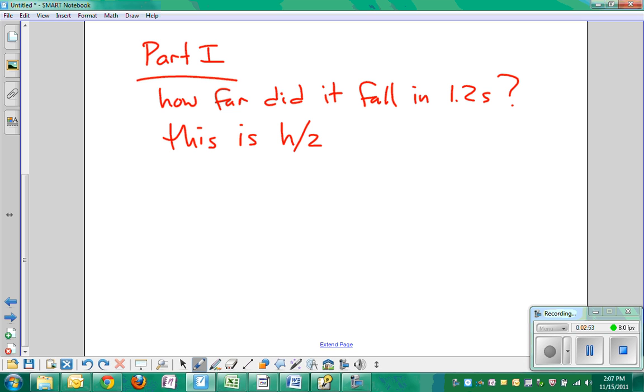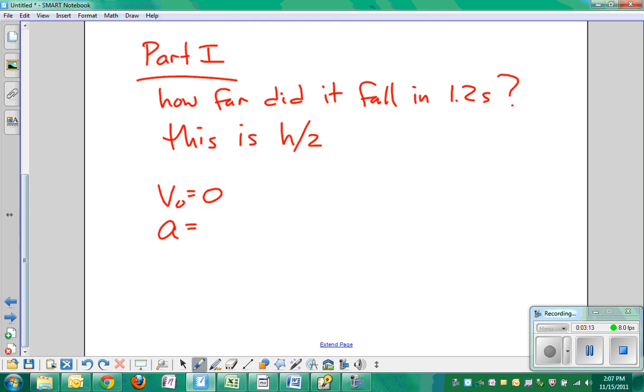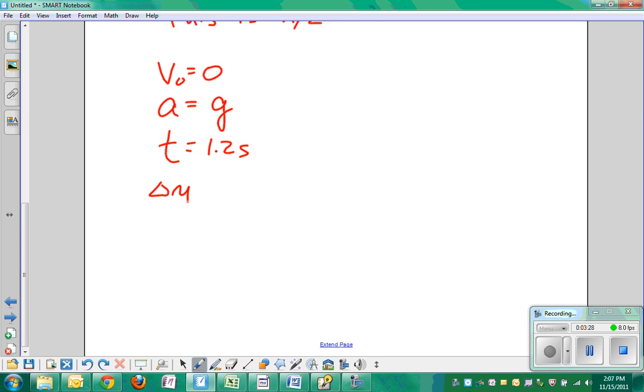As we said, we have v naught is equal to 0. We have acceleration is equal to positive or negative g. We're going to make downward positive or negative. Somebody say something. Positive. All right, sure, we'll make it positive. All right, so a is equal to g. Do we know v final? No. Do we know time? Yes, 1.2 seconds. All right, and what is it we're trying to look for? Delta y.